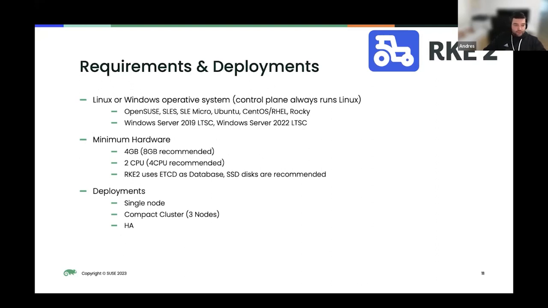The minimum hardware to run RKE2 is, as you can see in the slide, very low. It can run with 2 CPUs and 4 gigs. And this is important for etcd. If you want it to perform properly, you will need fast disks, SSD, NVMe, something like this, because otherwise the performance of etcd will be a little bit poor. And it can be deployed as a single node, as a compact cluster, or a fully HA Kubernetes cluster. So you have many options in one single solution.